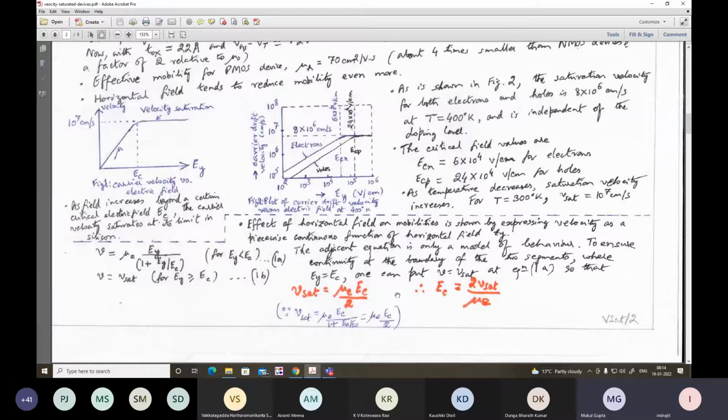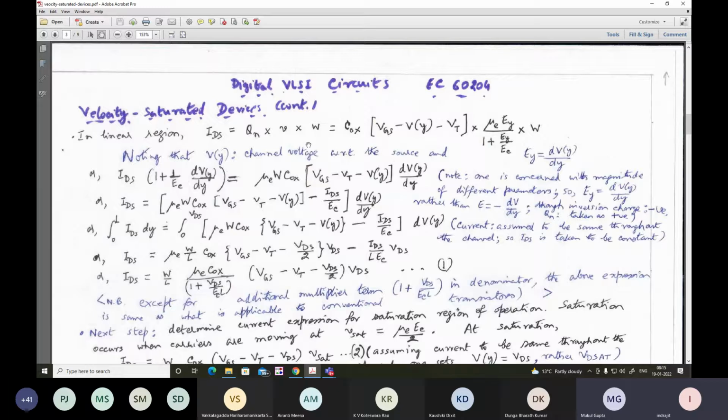in deriving the current voltage equation for velocity saturated devices. Let us see how. In the linear region, we remember that the drain current can be expressed as the product of Qn, that means the inversion charge per unit area, and velocity and width of the channel. This we have seen earlier. Okay, so this inversion charge can be expressed as the product of gate capacitance per unit area and the net channel voltage. That means VGS is the vertical voltage between gate and source.